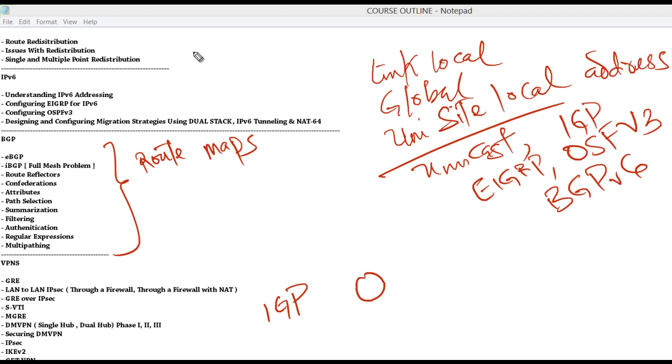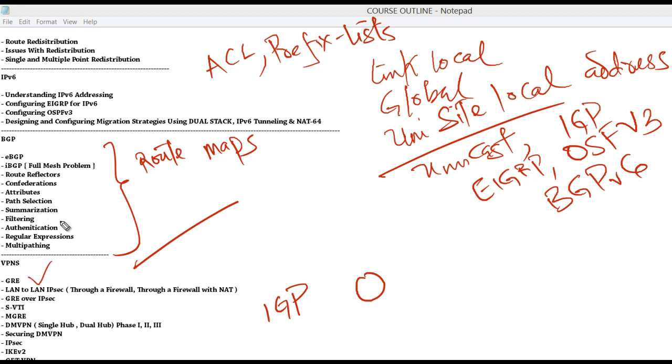During the IGPs, we are going to cover ACLs and prefix lists, the difference between these two things and how they work. Once that is done, I'm going to move straight down to VPNs. We'll talk about GRE, we'll talk about LAN-to-LAN IPsec VPNs, we'll talk about GRE over IPsec. What is the drawback of site-to-site? When I say LAN-to-LAN, it means just a site-to-site VPN.